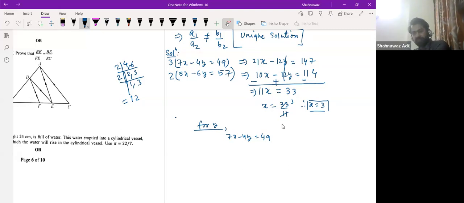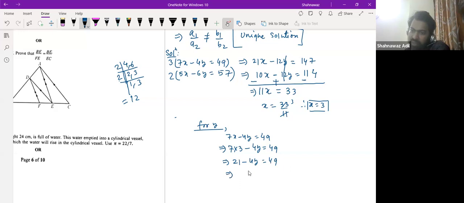Quickly do this. Just this part. Solve this part. Tell me what is x in here. What would be x in here? What is x? Yes, sir. 7 into 3. Yes, so this is 21 minus 4y, 49.